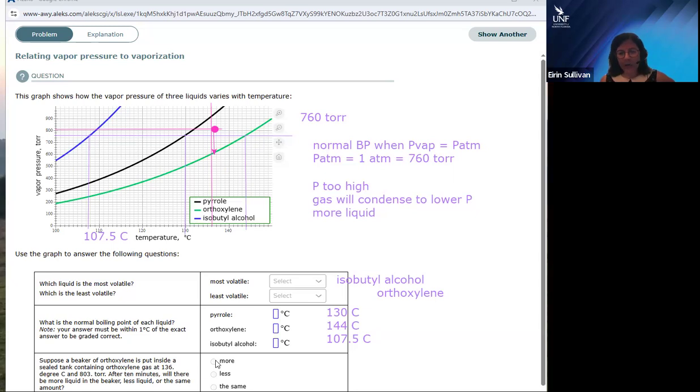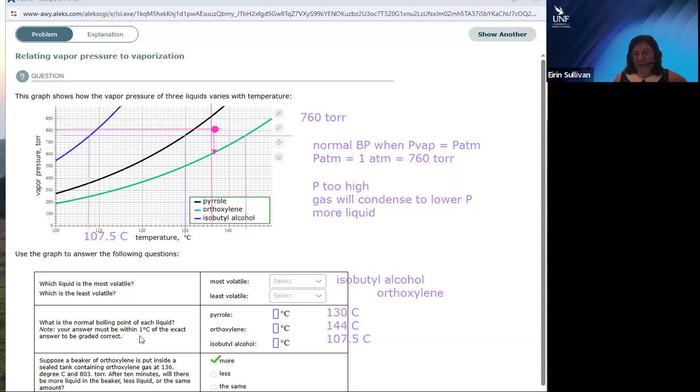Okay, so that is all you have to do with those kind of questions. To work out the boiling point, look at where the vapor pressure line intercepts that 760 torr line, drop a line down to read off the temperature. Lower boiling point in terms of degrees Celsius means more volatile. Higher boiling point means less volatile, okay?